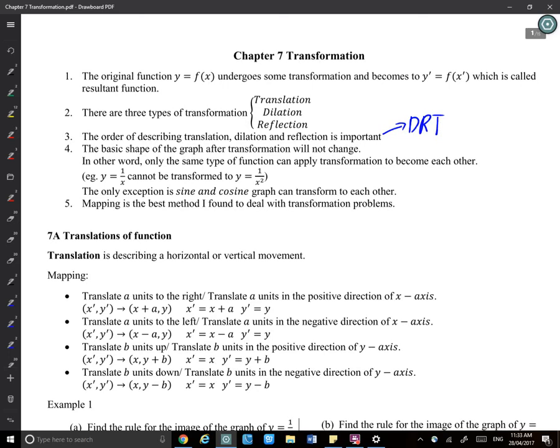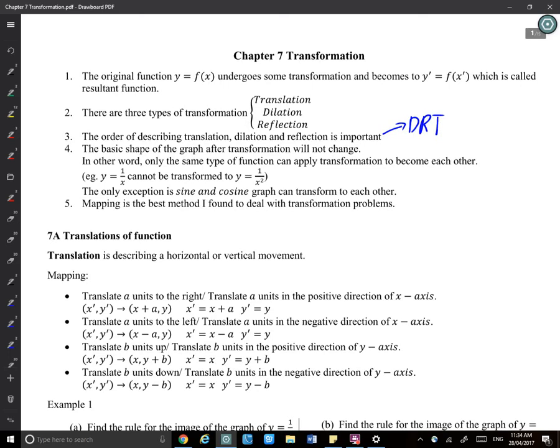The only exception is the sine and cosine graph. They can transform to each other. The only exception is sine and cosine, but you won't really learn this in year 11. That's more of a year 12 topic. Why can sine and cosine transform to each other? Think about the graph. The sine graph and cosine graph look pretty much the same. It's all the curve thing. So sine and cosine can become each other by transformation. And number 5 is the thing I just talked about. Mapping is the best method I find to deal with this. So what we will learn from here on is mapping.